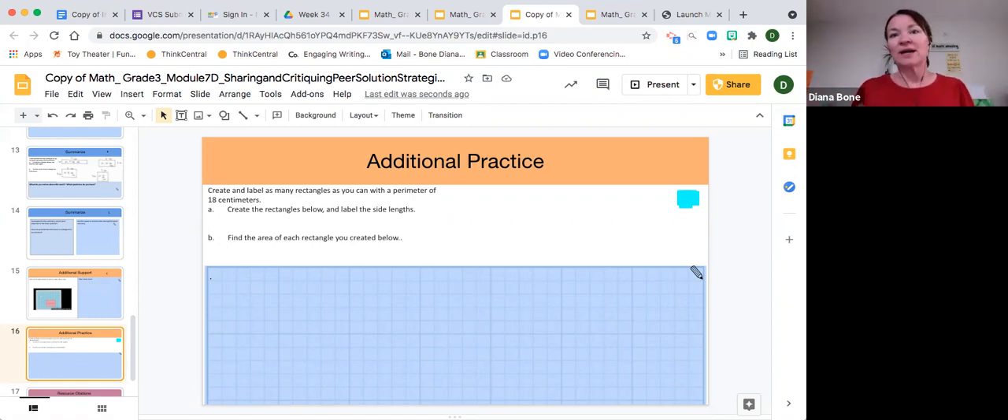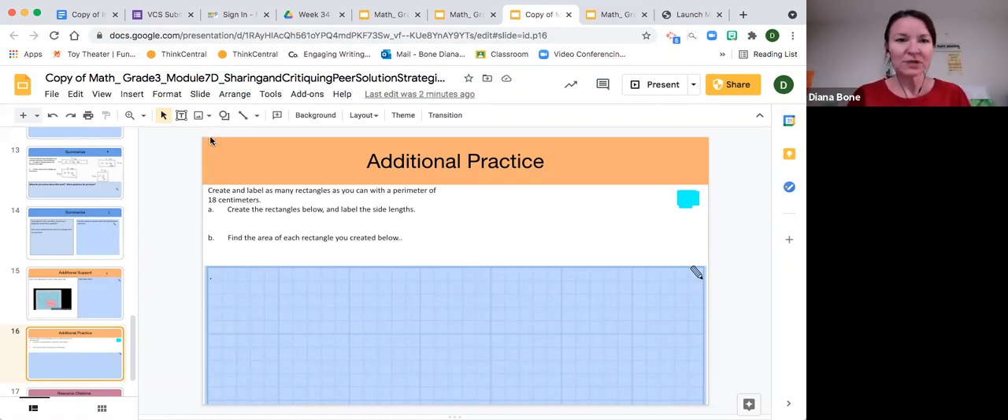So not only am I gonna help you understand how to do that, but I'm gonna show you a really cool tool on Google Slides to be able to quickly draw those rectangles, fix some. Maybe you count your perimeter and you're like, oh no, it doesn't work, it doesn't match. Then you can stretch that rectangle out. I'll show you, you'll see, it's so cool.